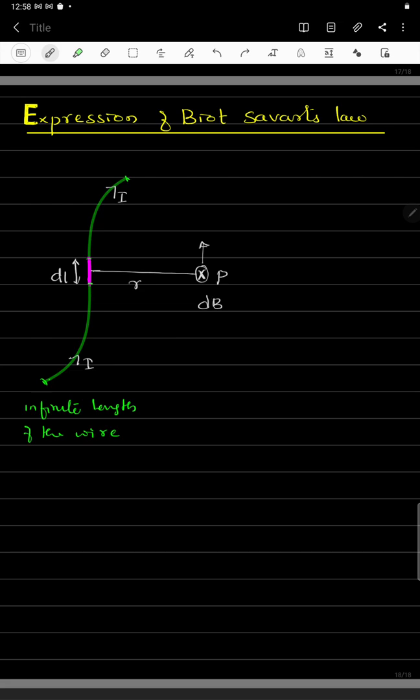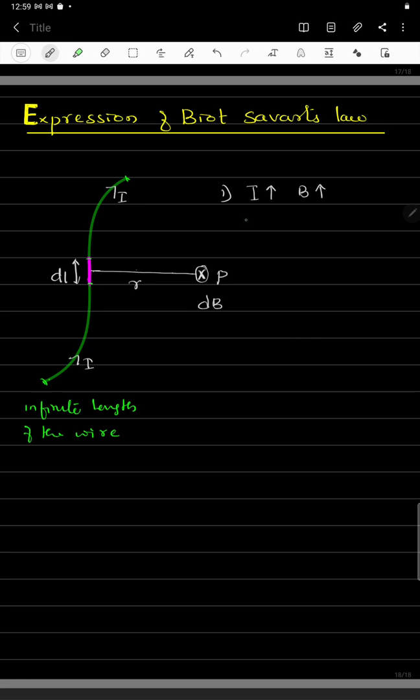Now, current exists, which means the magnetic field is generated at this point, and I am going to find the magnetic field at this point when the current exists in the wire. So what will happen: in the conductor, if the current increases, then the magnetic field also increases. That is the first point.